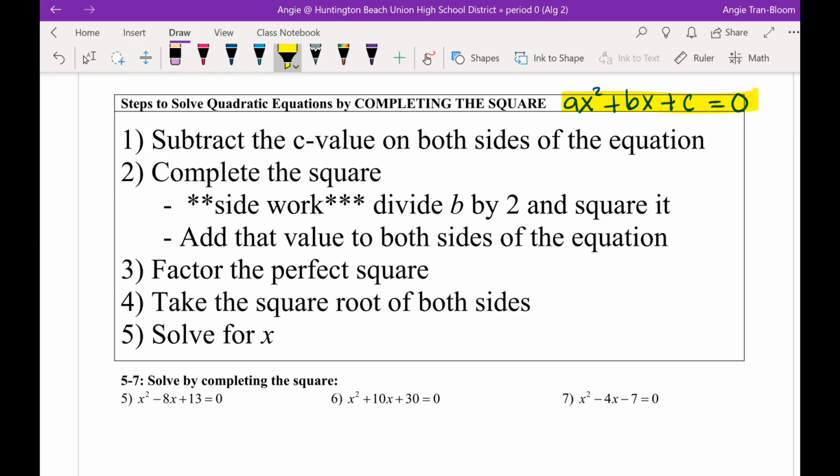Can you read, Megan B., dash number 2, please? Add that value to both sides of the equation. Right, so now you're going to go in and add that value to the left and add that value to the right. Now, if you're adding the same value to the equation on both sides, is that still going to be equal?